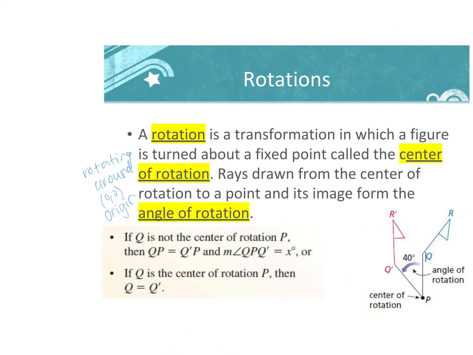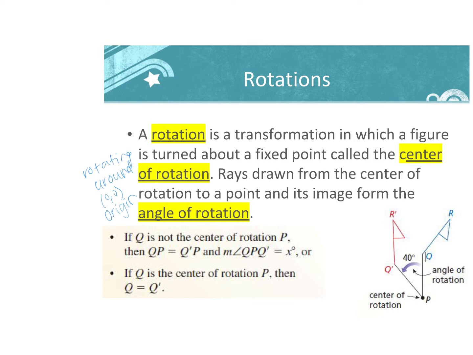All right, now, how much I rotated depended on the angle. Do you guys agree? So if I rotate 90, I'm rotating less than if I rotate 180, right? That is what we call now the angle of rotation. So that's going to tell us how much we are rotating this figure, okay?